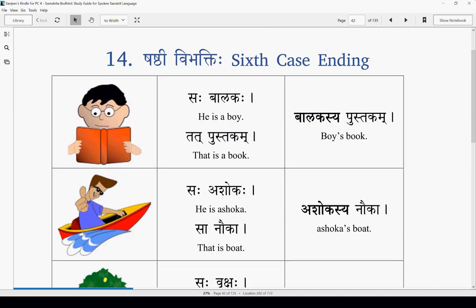Alright. So next one. I'm moving forward with shashthi vibhakti. So the sixth case ending.